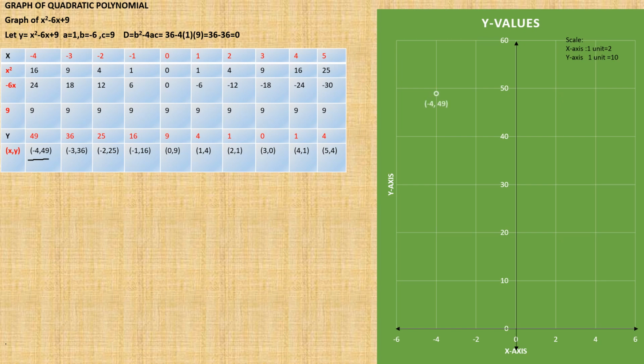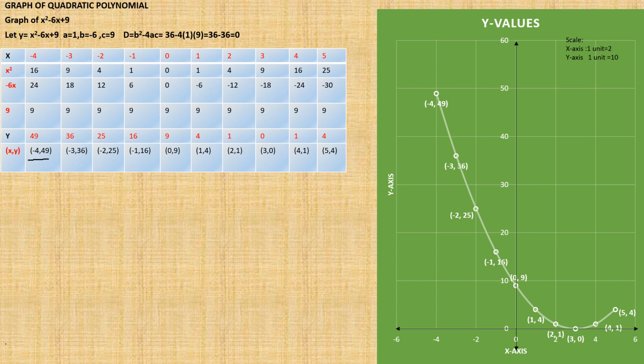So first I will substitute. I will plot minus 4 and 49 below the 50, and minus 3, 36, minus 2, 25, minus 1, 16, 0 comma 9, 1 comma 4, 2 comma 1, 3 comma 0, 4 comma 1, and 5 comma 4. Once you observe here, 0 comma 9 means x is 0, y is 9.